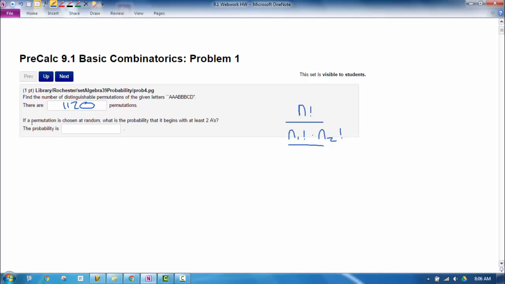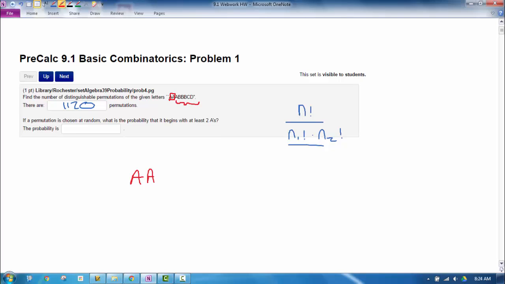Now the next part says if a permutation is chosen at random, what is the probability that it begins with at least 2 a's? Now we're actually not going to cover probability until the third section, but this is a good question because it still has to do with the counting, especially the distinguishable permutations. So if a permutation is chosen at random and it starts with 2 a's, then we have 2 a's to start with, and now the question becomes, we've got these letters left to choose from.